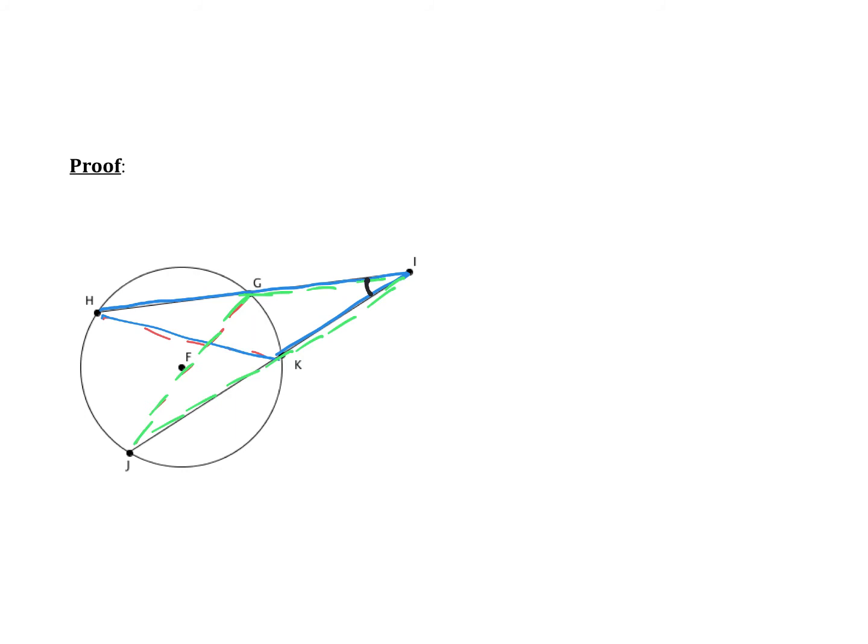And notice that angle H and angle J both share the same intercepted arc. They both share arc GK. Meaning, angle H and angle J have to be congruent. So I could start off by just saying that these two triangles are similar, much like we did the last one. I could say triangle IHK is similar to triangle IJG, by the AA theorem.